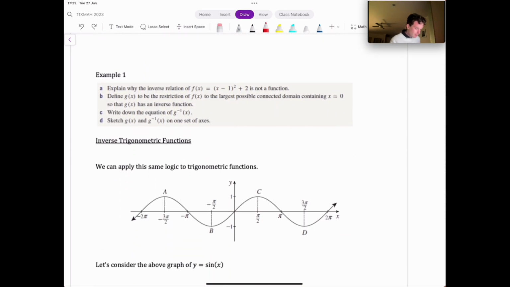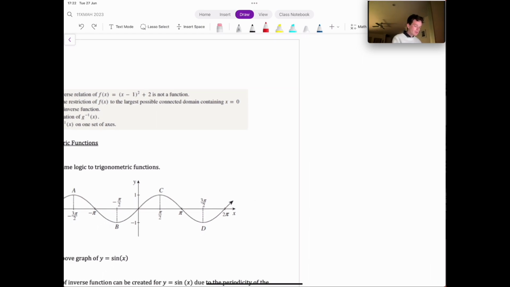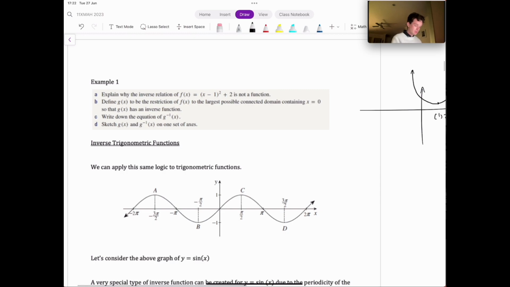So an example: explain why the inverse relation of f(x) = (x − 1)² + 2 is not a function. Well, it's not a function because that graph looks like this. Its vertex is (1, 2), and the inverse is not a function because the graph doesn't pass the horizontal line test.